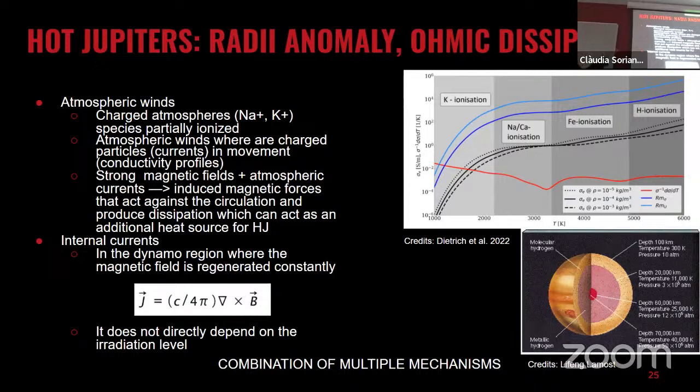But the ohmic dissipation can also happen in the internal region. If you observe this image, this would be the outer region. And then we have this spin region. The spin region is where the dynamo of the planet occurs, so when the magnetic field is constantly regenerating. There we can also have a movement of the charged fluid, and this movement will also create a dissipation, so energy that will inflate the planet, not from the outside, but from the inside.